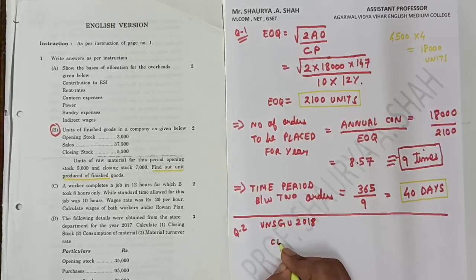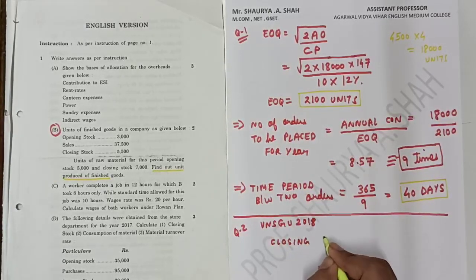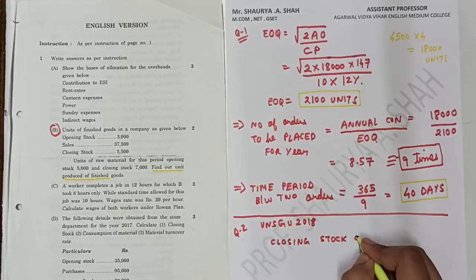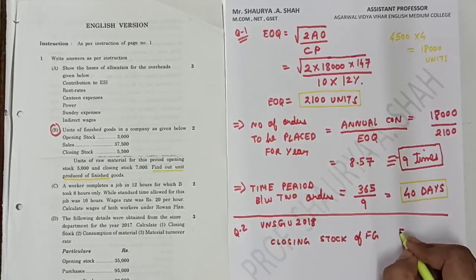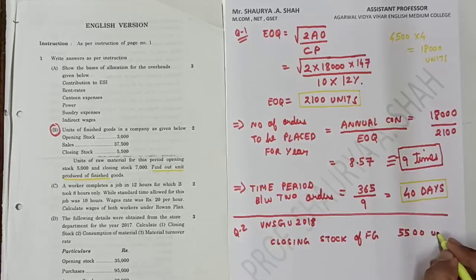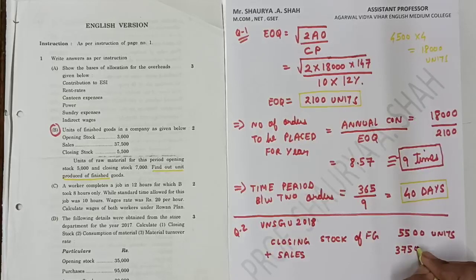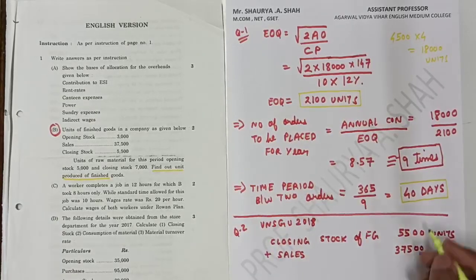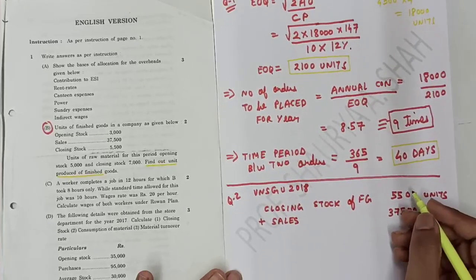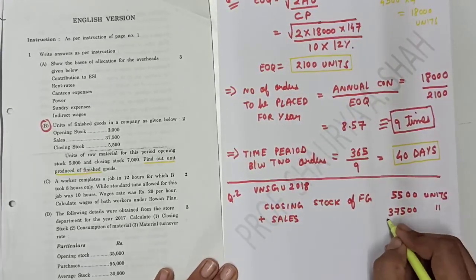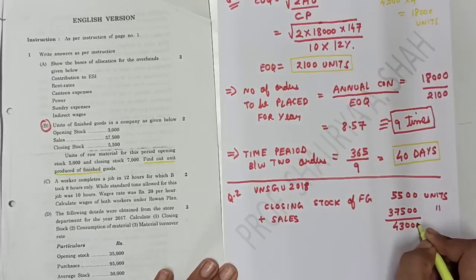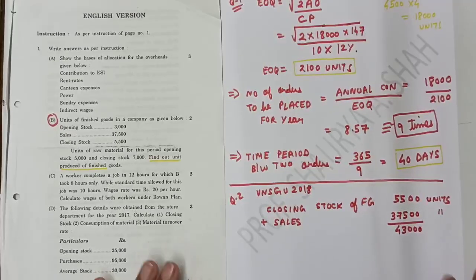Simply, what I'll do is first write down closing stock. Closing stock of finished goods gives me 5,500 units, which is already there in the sum. Closing stock of 5,500 units plus sales. Sales, how many units? 37,500 units is my sales. So if I do the total of this, what is the total, students? It is 43,000 units, right? Total is 43,000 units. I suppose it is clear to everyone.